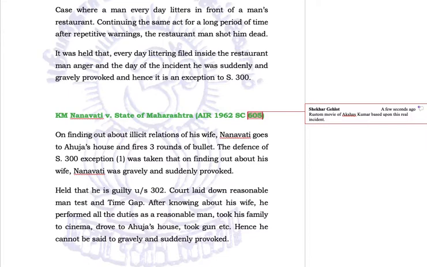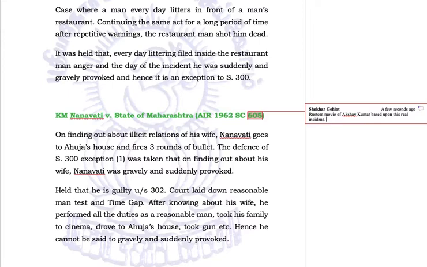Okay, the defense lawyer, the lawyer who is trying to protect Nanavati, says that the act of Nanavati should be taken as an act of grave and sudden provocation. It should not be treated like a murder. It should be treated like a culpable homicide, and a lesser sentence should be awarded to him. Why should a lesser sentence be awarded to him? Because he was acting under grave and sudden provocation.